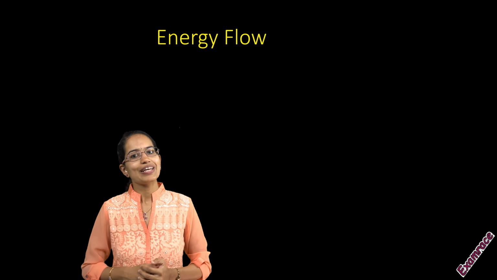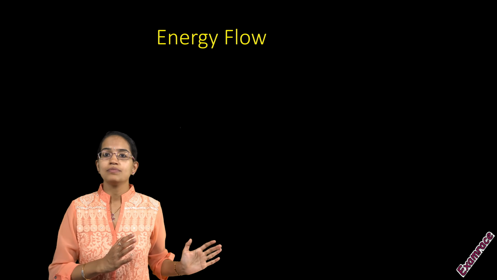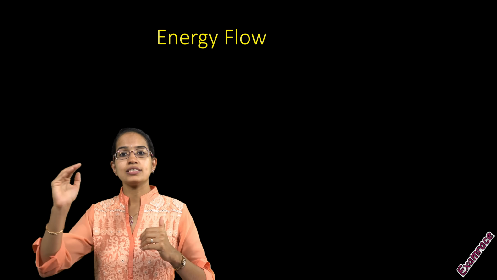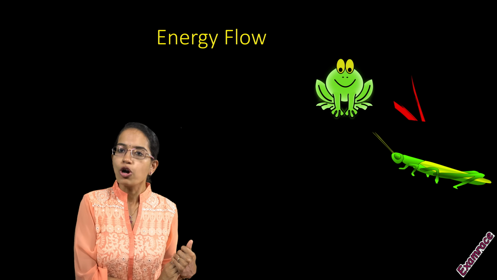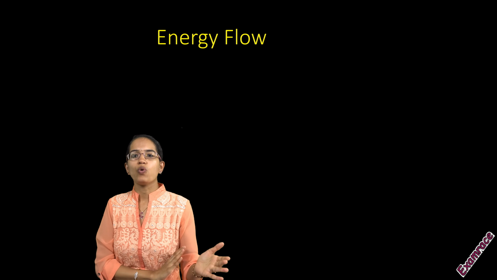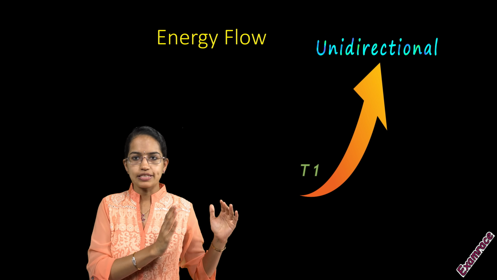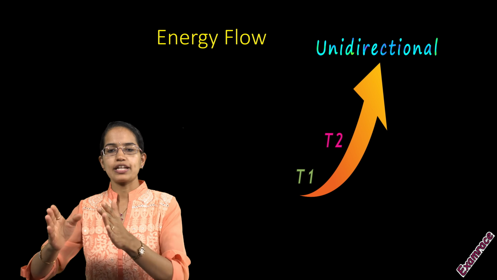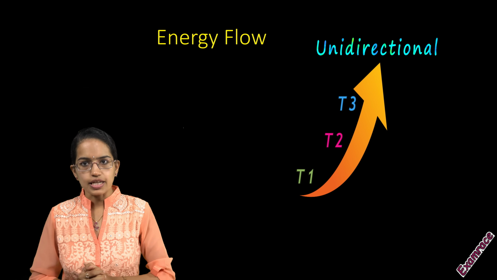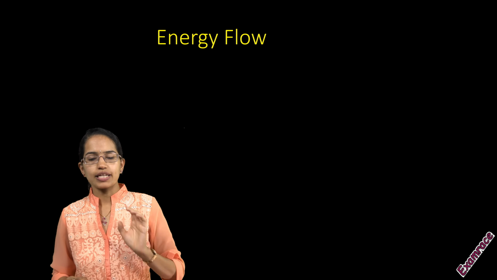Now let's talk about the energy flow. What do you understand in terms of flow of energy? Can the energy flow back from a frog to a grasshopper? Obviously no. So energy flow is unidirectional. It only moves from T1, that's the trophic level 1, to trophic level 2 and trophic level 3. So one very important thing, energy flow is unidirectional.